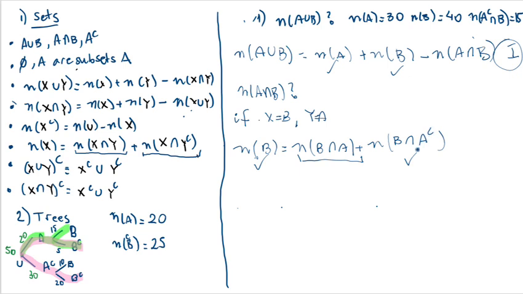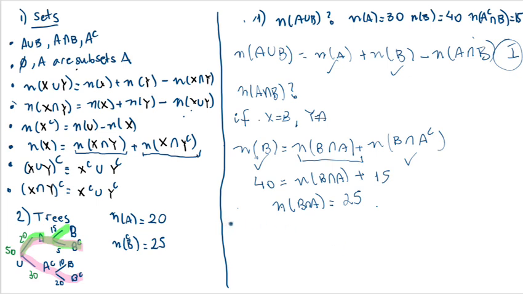I managed to find an equation where I will find the intersection, and then I will put the intersection here in equation 1, and then find the union. Okay, so let's solve this. N of B is 40. This is what I want. B inter A, or A inter B is the same thing. Plus this is 15. Okay, and when you solve this equation, this is 25.